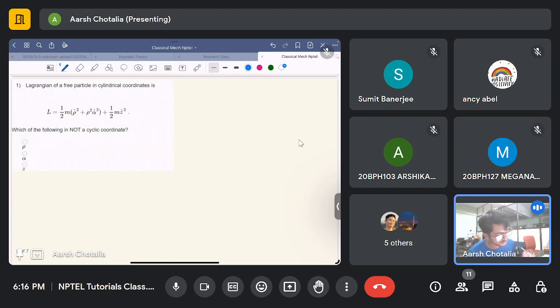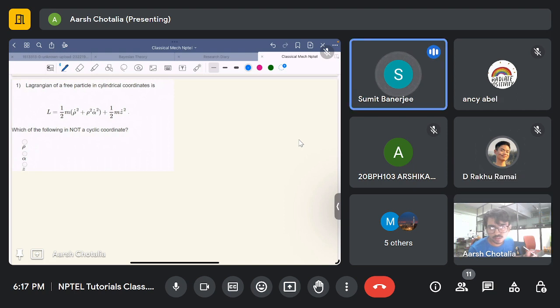So the first question is super easy. The Lagrangian of a free particle in cylindrical coordinates is given as half m rho dot square, rho is the radial coordinate from the z-axis, plus rho square alpha dot square. By alpha they mean the usual phi, the angle with respect to the z-axis, plus half m z dot square. Which of the following is not a cyclic coordinate? So, can someone answer this? Rho. Rho is not a cyclic coordinate.